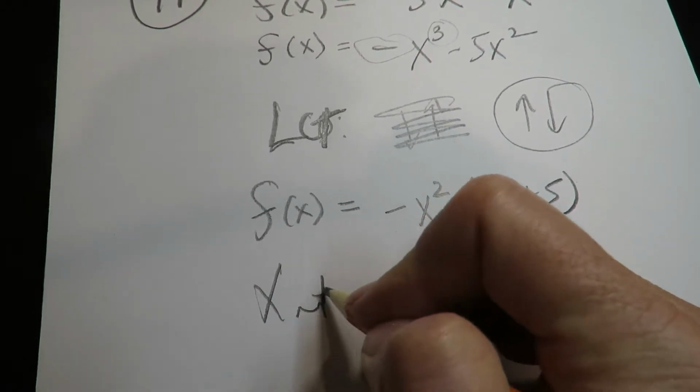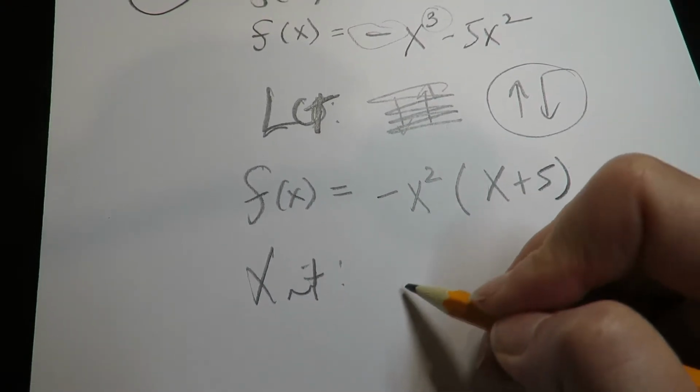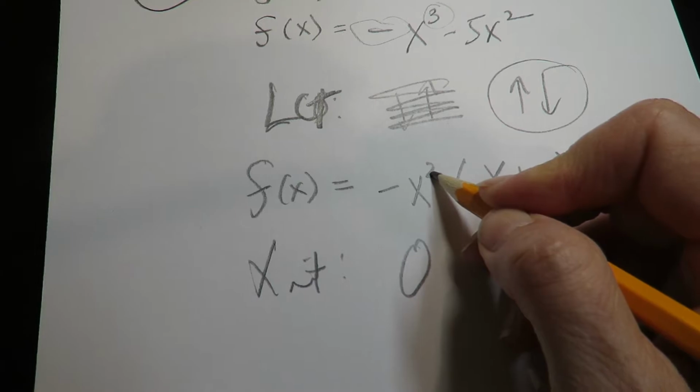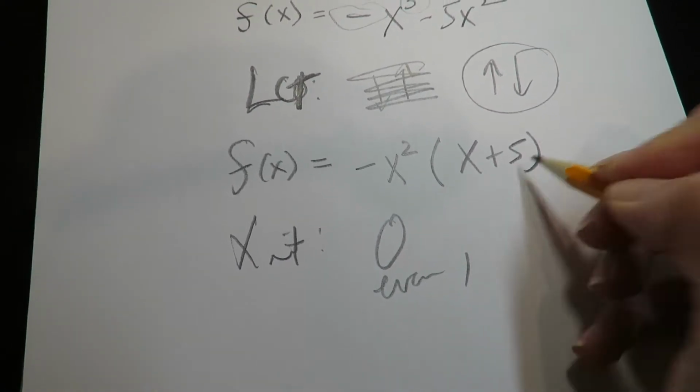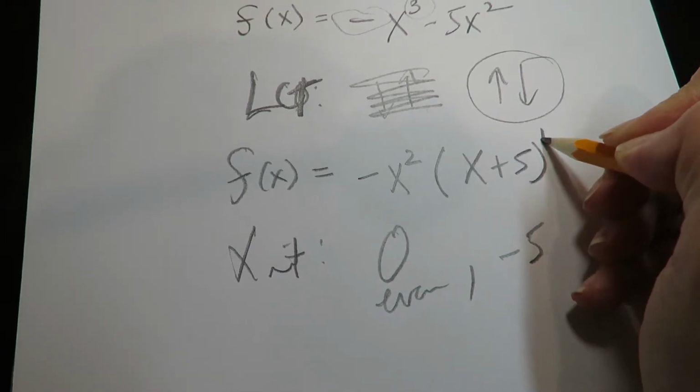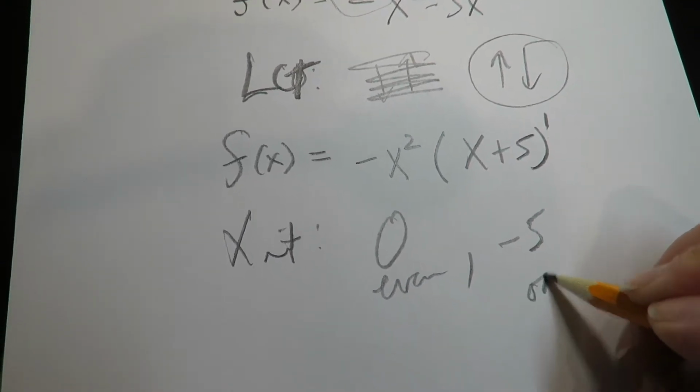So my x-intercepts here, off of here I'm going to get a 0. And because it's squared, it's going to be even. And off of here, I'm going to get a -5. And because it's linear, first degree, it's odd.